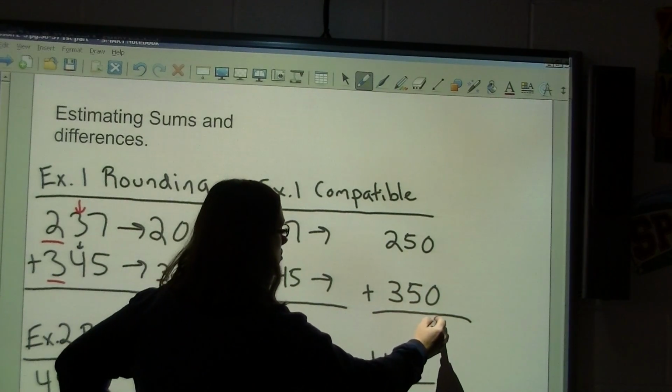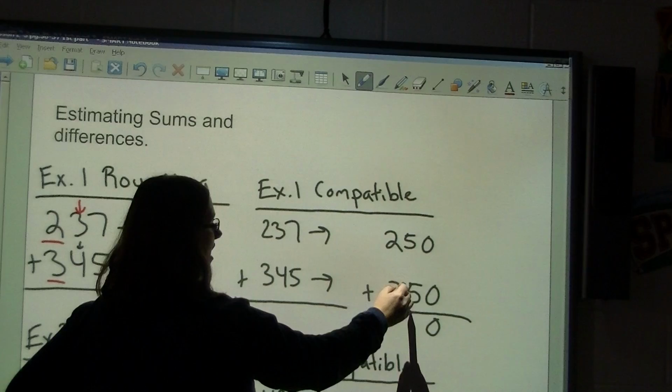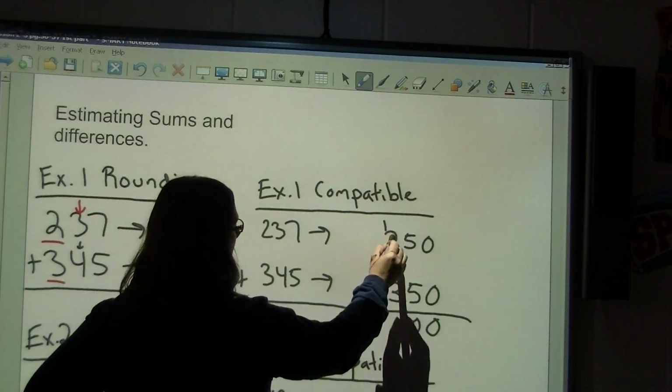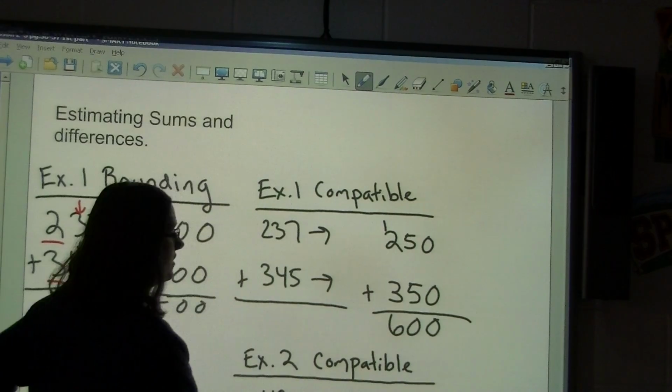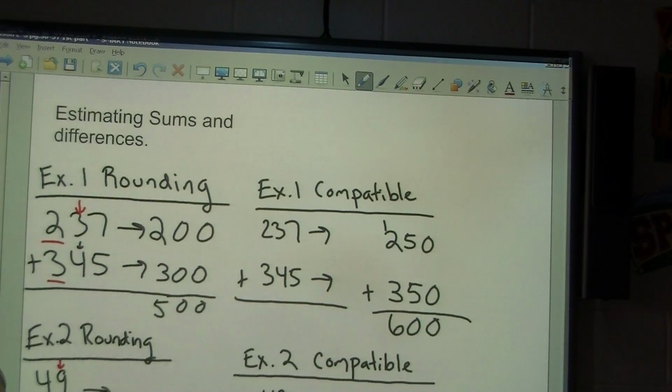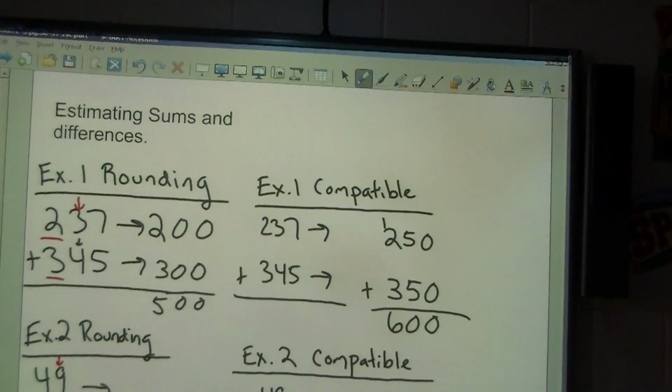We should be able to do this quickly. 0 plus 0 is 0. 5 plus 5 in our head goes to 10. And we already know 2 plus 3 is 5, plus 1 gives us 6. So a reasonable estimate would be 600. Okay, let's do another one.